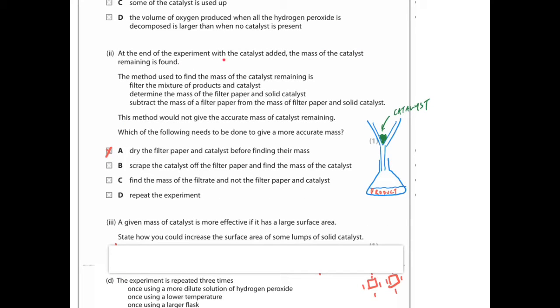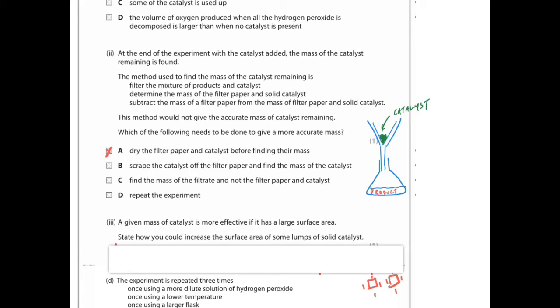At the end of the experiment with the catalyst added, the mass of the catalyst remaining is found. The method used to find the mass of the catalyst remaining is: filter the mixture of products and catalyst, determine the mass of the filter paper and solid catalyst, subtract the mass of the filter paper from the mass of the filter paper and solid catalyst. This method would not give the accurate mass of catalyst remaining. Which of the following needs to be done to give a more accurate mass?